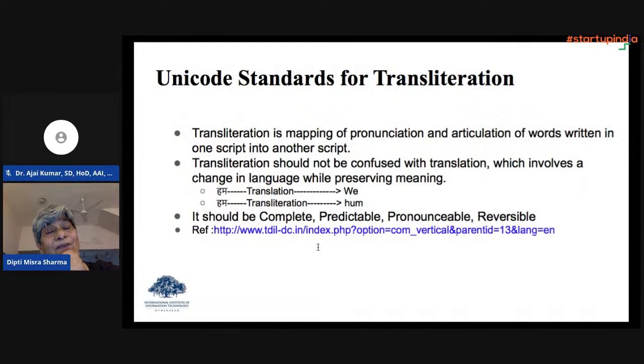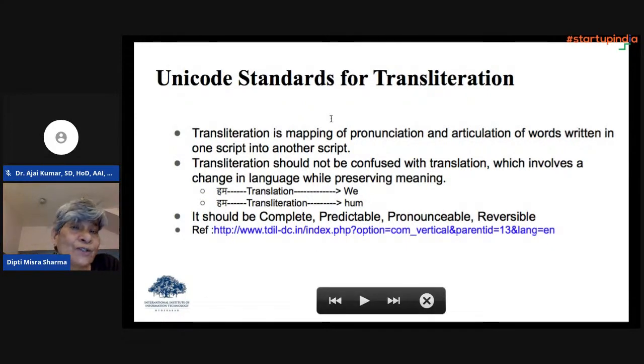Then another very interesting thing that happens, of course, not everybody follows standards, but if we want to render Indian languages in Roman, then transliteration, and also transliteration going from one script to another, that's another important area. And for this also standards were developed, I mean, Unicode standards were developed. And the difference between translation and transliteration is that if you take the Hindi word hum and translate it, it becomes we, but otherwise only the script changes in transliteration, whereas in translation, the language changes.